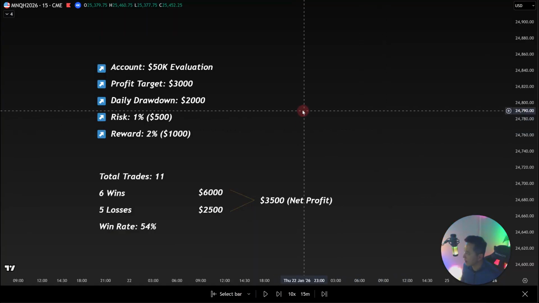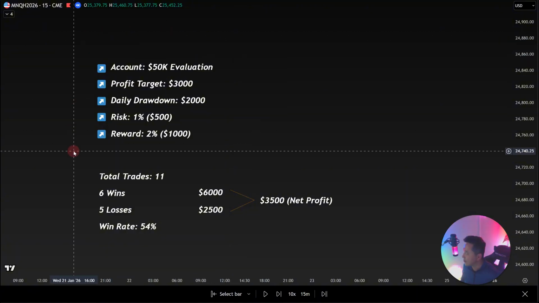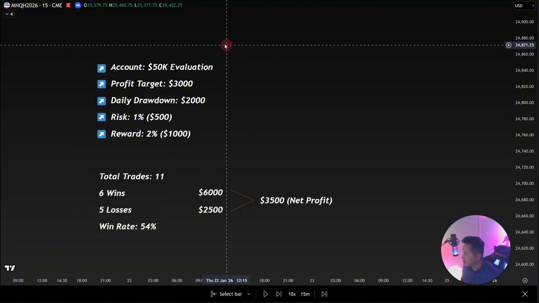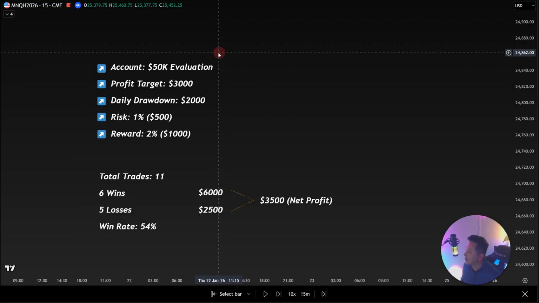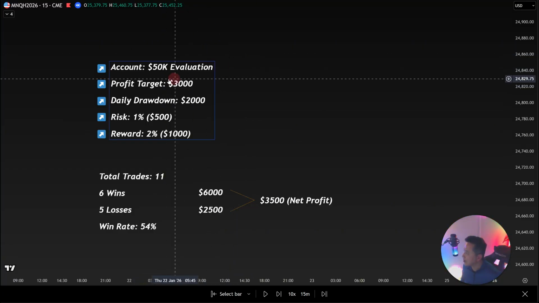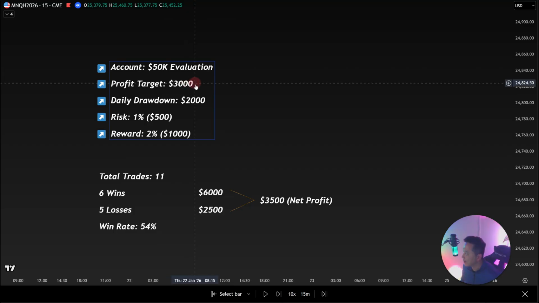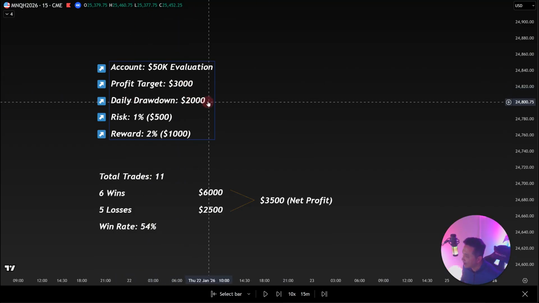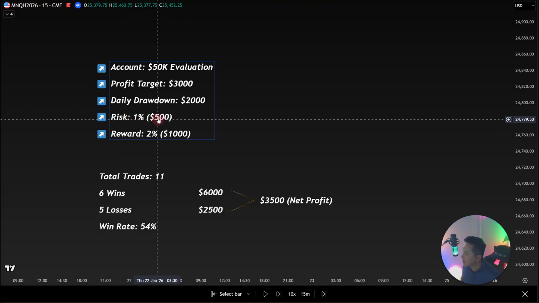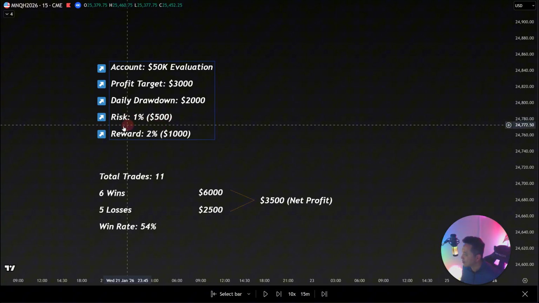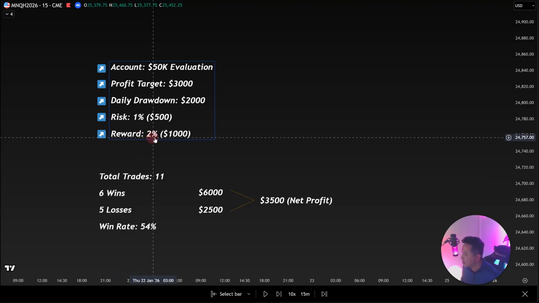All right, so let's take a quick look at this example here, right? I'm just going to assume a 50K evaluation, because I'm assuming that that's probably going to be the most common evaluation size that everyone goes with. So with a 50K evaluation, you can expect a profit target of 3,000, a daily drawdown of 2,000, some maybe more. But let's just say profit target 3,000, daily drawdown 2,000, right? We're going to risk 1%, which is $500, for a 2% reward, right? So 1 to 2 risk reward, $1,000.